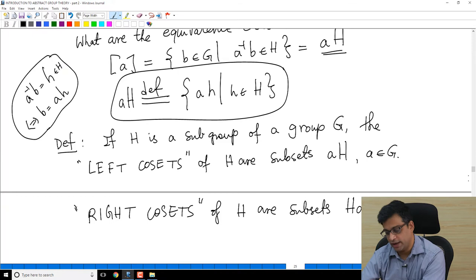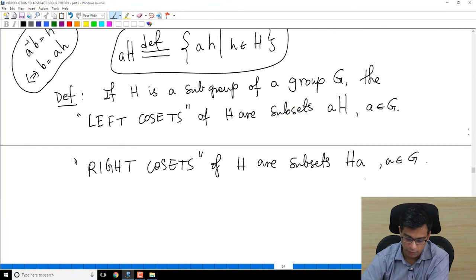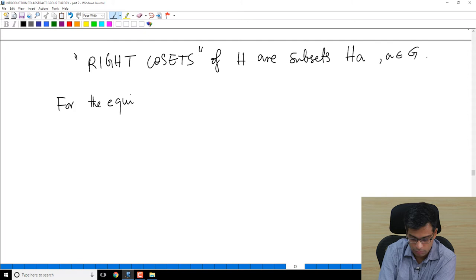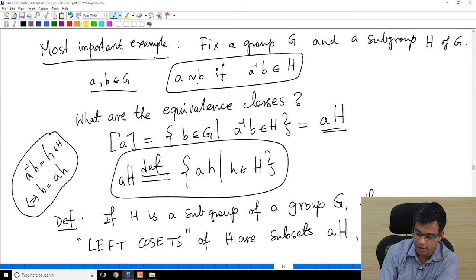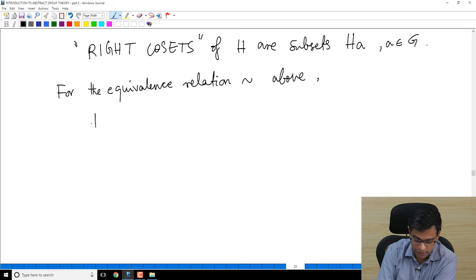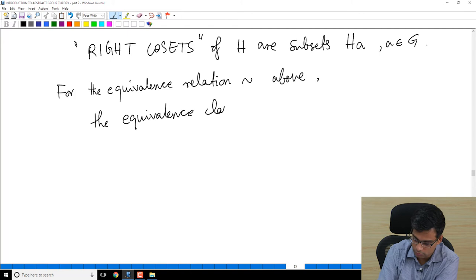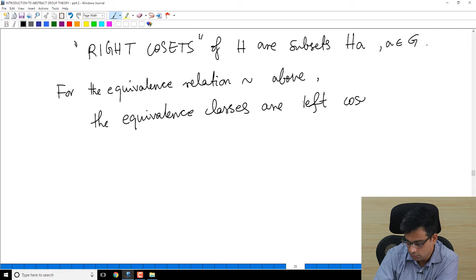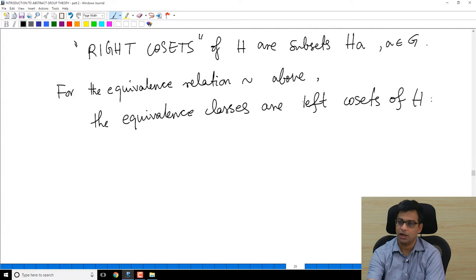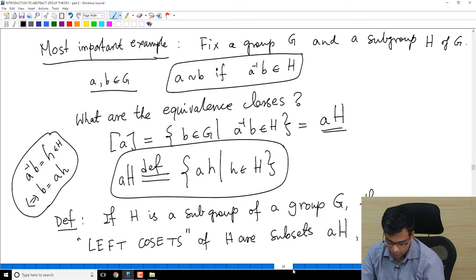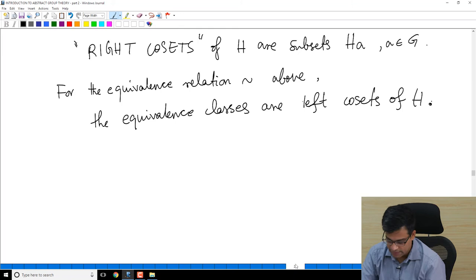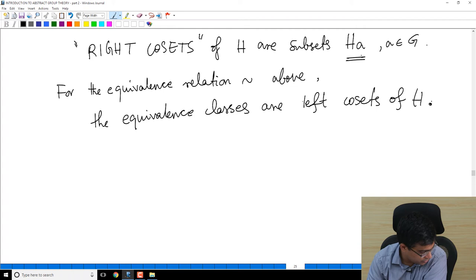So what we have done is, for the equivalence relation above, by which I mean the previous page, A is related to B if A inverse B is in H, for that equivalence relation, the equivalence classes are simply left cosets. Correct? So equivalence classes of this relation are the left cosets of H. As I said, the left cosets and right cosets are very important for us, and we will constantly keep dealing with them. So you should carefully think about what they are, and they're very simple really. Left cosets are subsets of the form AH, and right cosets are subsets of the form HA. I will do some examples in a later video to describe these in specific groups, and hopefully that will become clearer to you then.